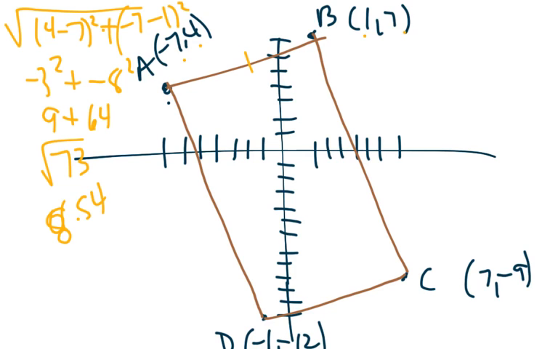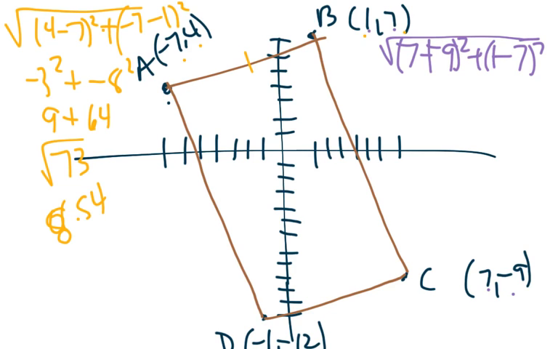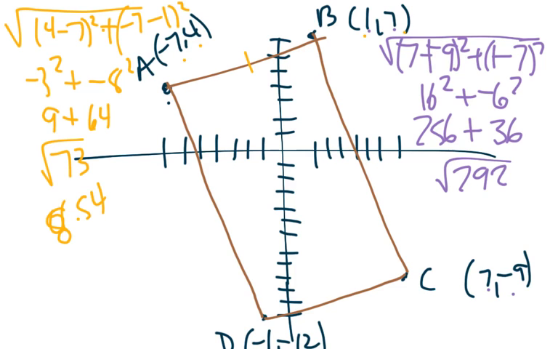Okay, now we do this one, 7 minus negative 9 squared plus 1 minus 7 squared. That's 7 plus 9 is 16 squared, plus 1 minus 7 is negative 6 squared, so 36 plus 16 squared is, not that number, 256. Plus 36 gives us 292. So we take the square root of that, and we get about 17.09. Okay, for this one.